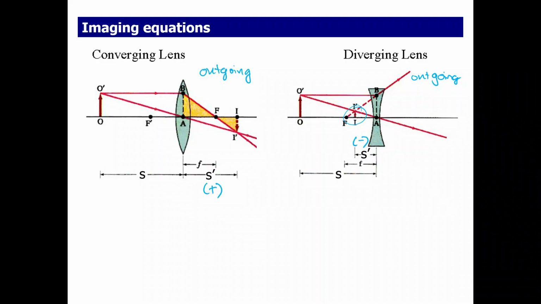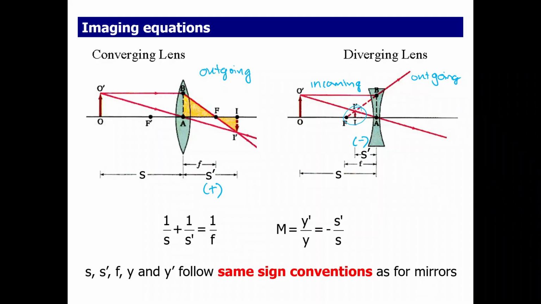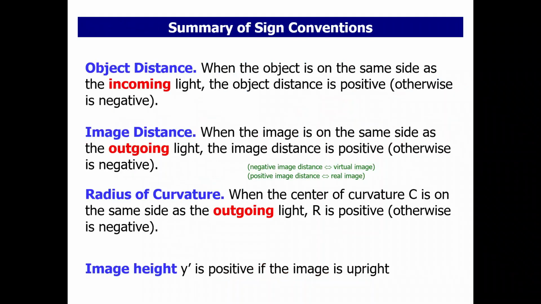That's different than when you're dealing with mirrors, because on mirrors, the incoming and the outgoing are on the same side. With lenses, incoming and outgoing are on opposite sides. So you have to be really careful with those sign conventions. But what's nice is the equations are the exact same. So you only have to learn one set of equations, and you just want to make sure you're really careful with those sign conventions. Once you learn your sign conventions for mirrors, they're the same for lenses. You just have to be really careful because our definition of outgoing and incoming are in different locations.